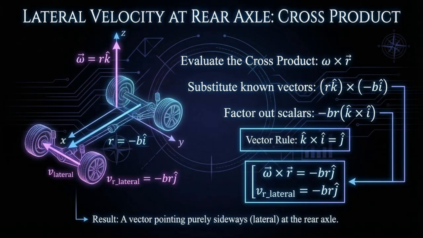To find the lateral velocity at the rear axle caused by yaw rotation, we evaluate the cross product omega cross r. The angular velocity omega is the yaw rate r acting in the vertical k direction. The rear axle position vector points backward along the vehicle and has magnitude b, so it lies in the negative i direction. Taking the cross product of r k hat with minus b i hat, and using the basic rule that k hat cross i hat equals j hat, the result simplifies neatly. The final vector is minus b times r in the j direction. This shows that yaw rotation creates a pure sideways velocity at the rear axle, with magnitude br pointing laterally across the vehicle.